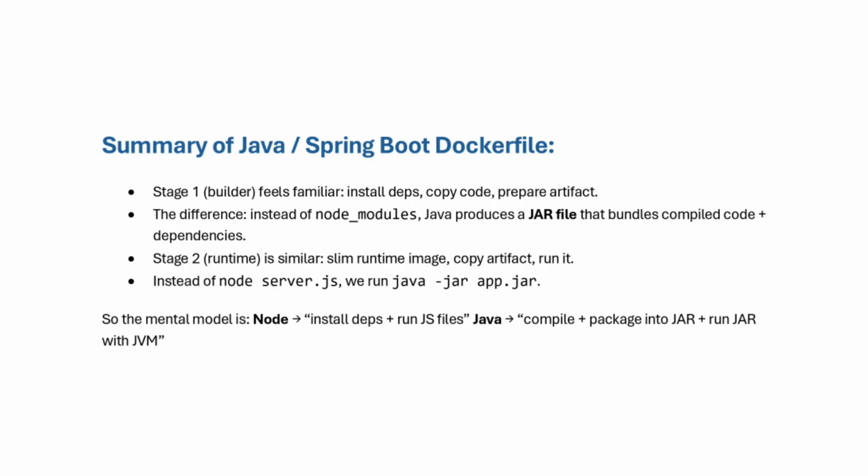So the mental model would be: Node is installing dependencies plus running the JavaScript files. In Java it is compile plus package into a jar plus run that jar with the Java Virtual Machine. So that was about the Java or Spring Boot Dockerfile, compared with the Node.js Dockerfile.